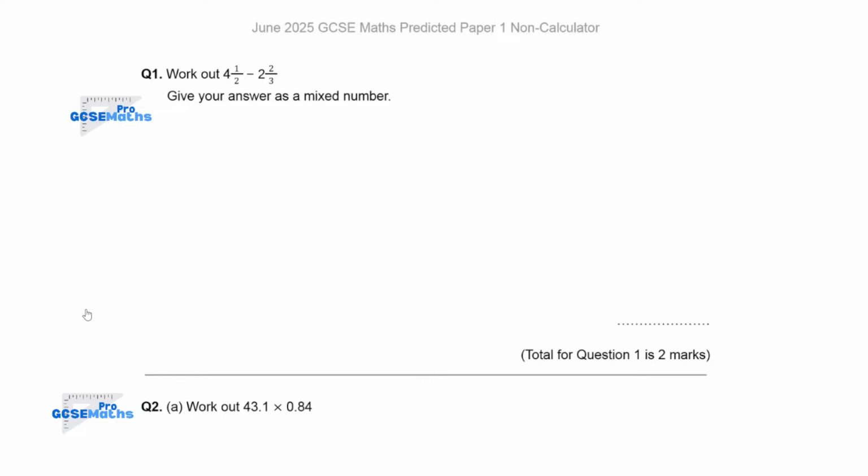So question 1. From what I've seen of Edexcel, nine times out of ten there's always going to be some kind of fractions question, particularly with mixed numbers. I feel like they do that quite a lot, so that's why I've done mixed numbers as well.